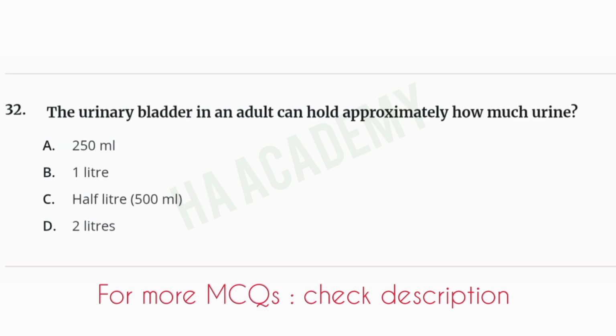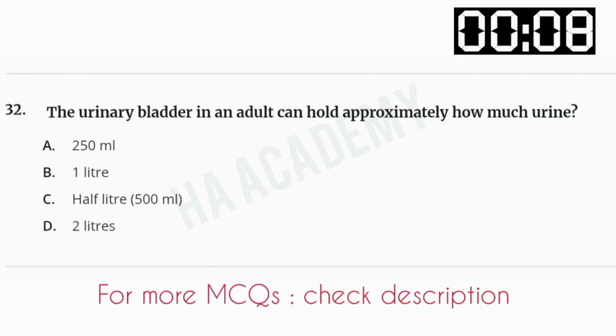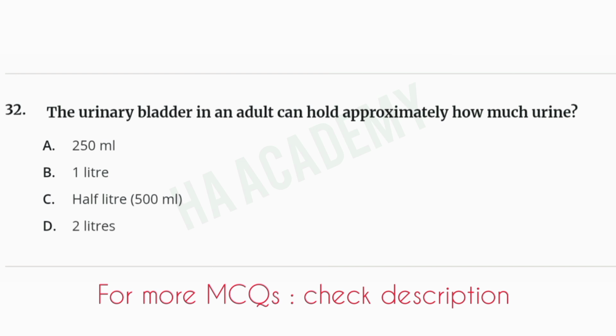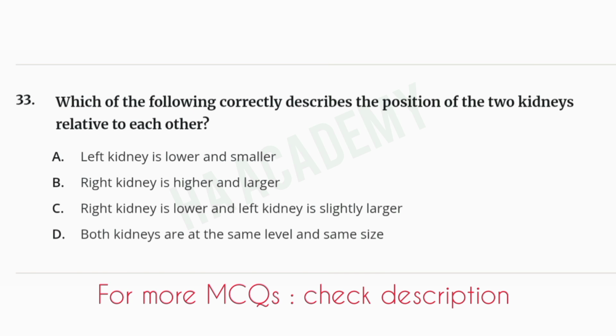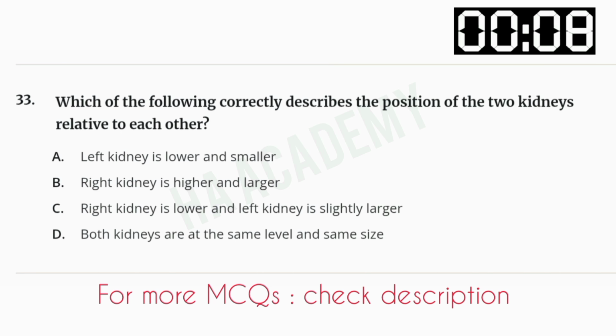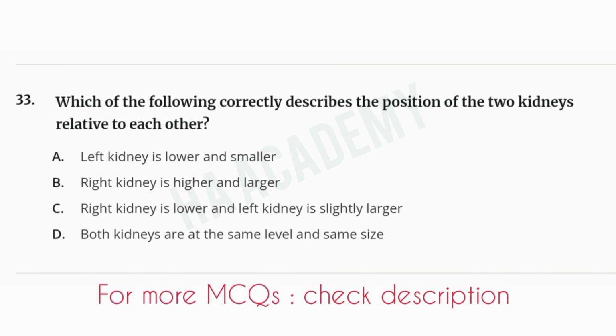The urinary bladder in an adult can hold approximately how much urine? The correct answer is half liter. Which of the following correctly describes the position of the two kidneys relative to each other? The correct answer is right kidney is lower and the left kidney is slightly larger.